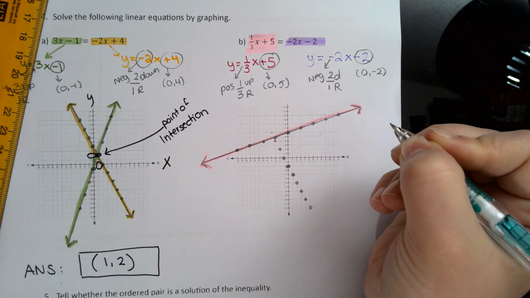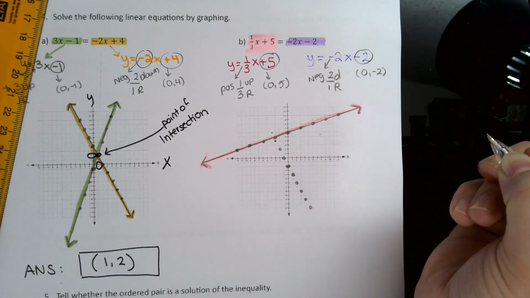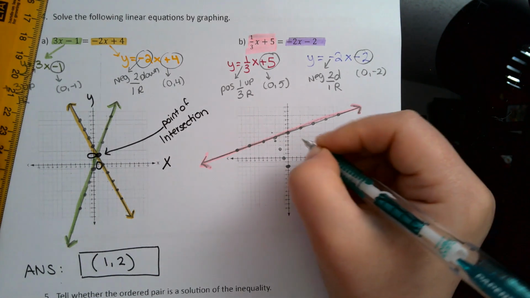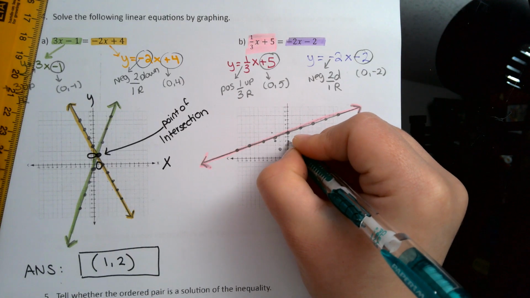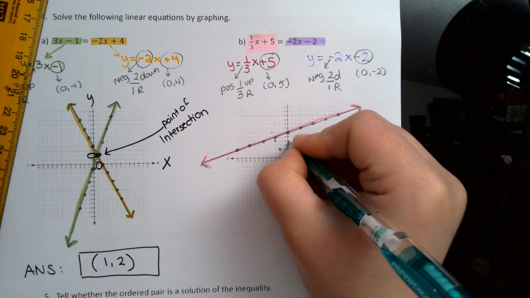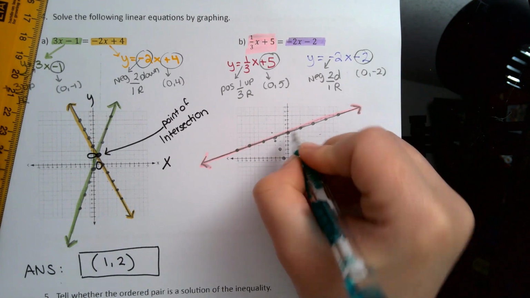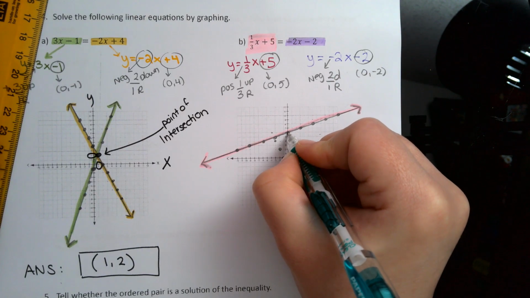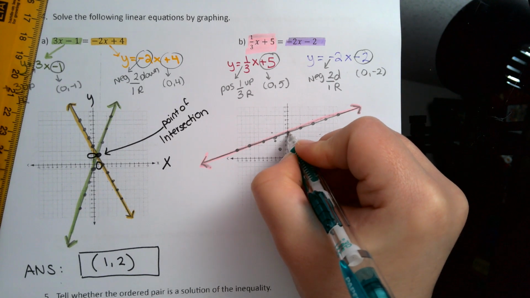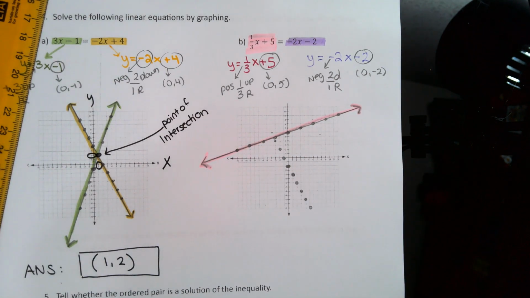Hold on a minute. Something seems off. You guys, do you see that? On my pink one, I accidentally made a dot at 6 instead of 5. So I need to correct that, okay?